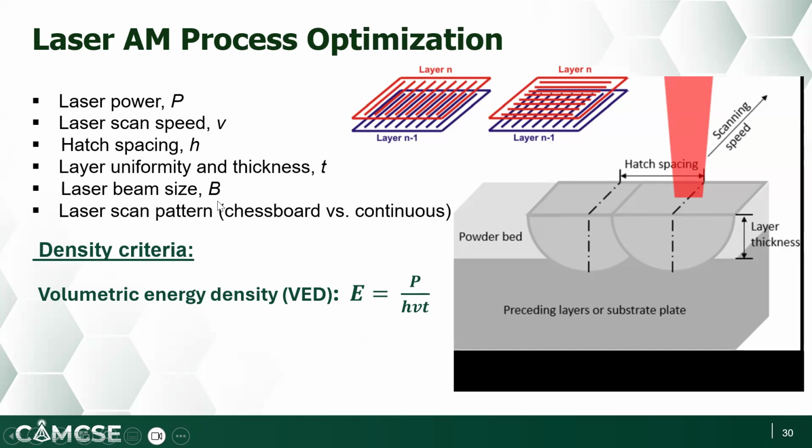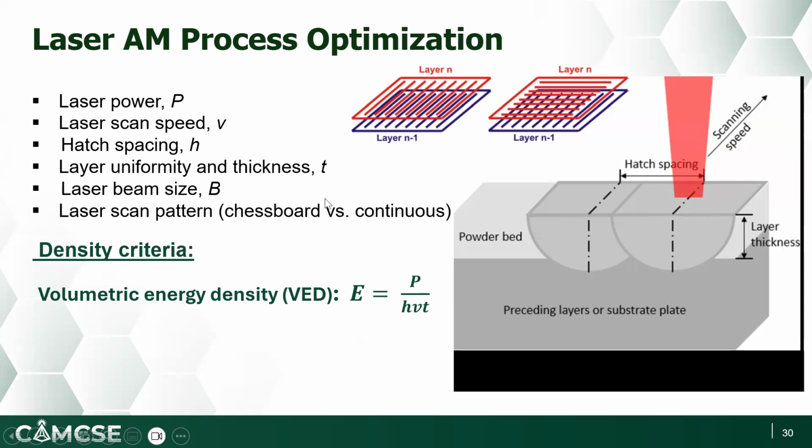There are two often used scan strategies. One is the so-called chessboard, and the second is continuous. The chessboard simply means you divide the entire build area into many small squares, so that you don't need to scan from the start to the end in a continuous pattern.